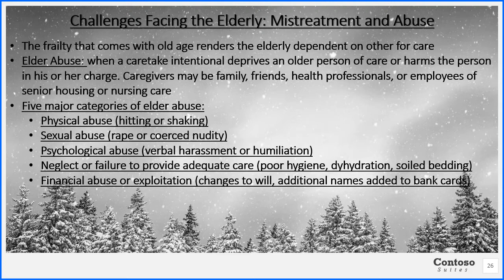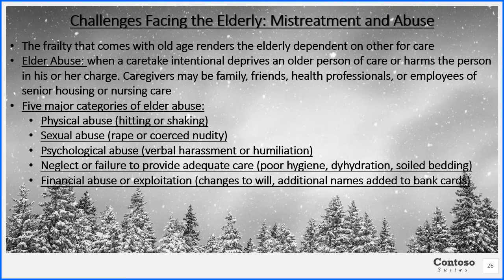So we have 5 different categories of elder abuse here. Number 1, physical abuse, so actually hitting or shaking somebody. We have sexual abuse, rape or coerced nudity, when the person does not want that. Then we have psychological abuse, which is verbal harassment or cruelly humiliating somebody by belittling them.